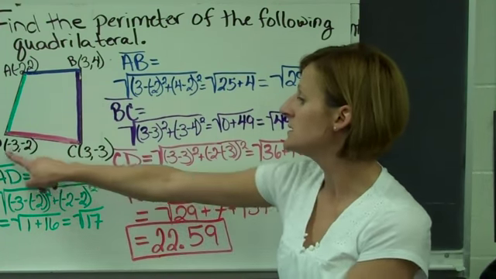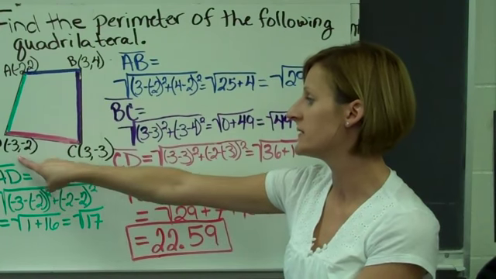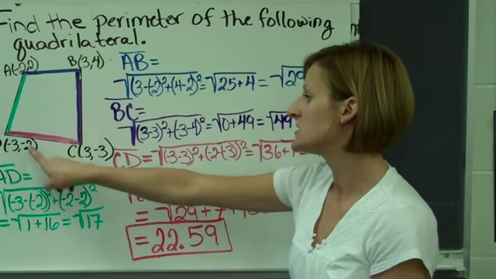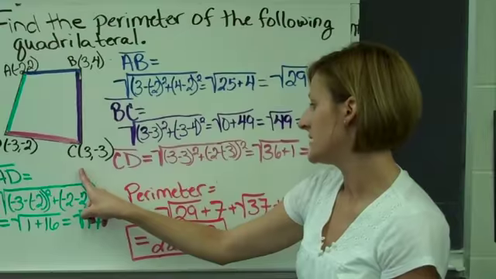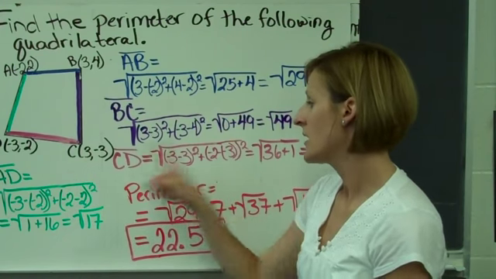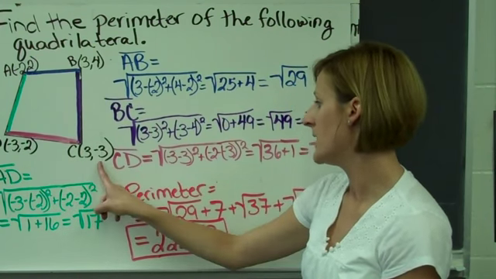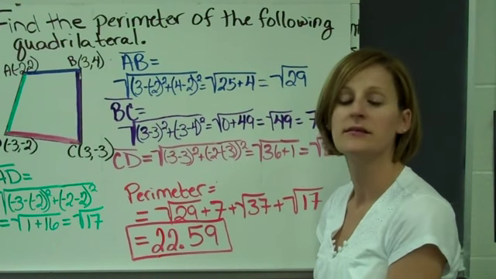Alright, now we're going C to D. This is my first point, this is my second point. So, negative 3 minus 3, square it. Then negative 2 minus negative 3, and square that.